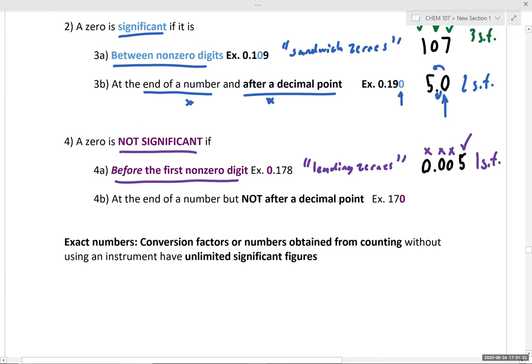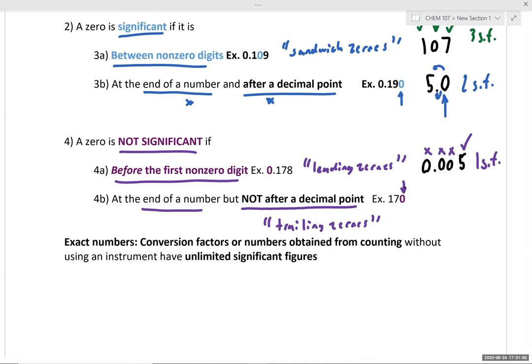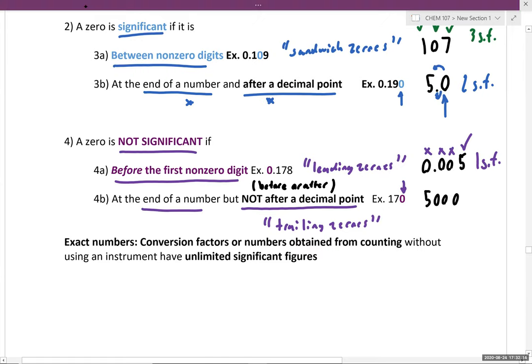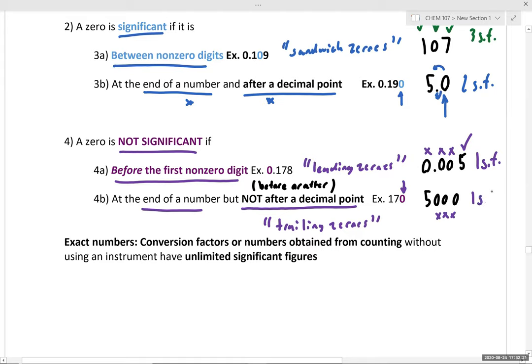The last case where a zero is not significant is if it's at the end of a number, but not after a decimal point. I like to call these trailing zeros. So for example, at the end of 170, it is at the end of a number, but it's not before or after a decimal point. So for example, 5,000, these trailing zeros are not significant. And as a result, this number would have one significant figure.